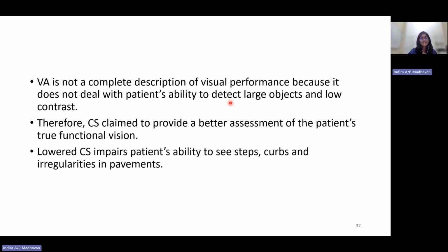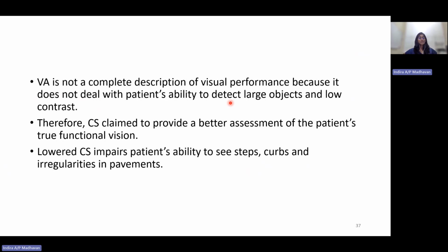Okay, so VA is not a complete description of visual performance because it does not deal with the patient's ability to detect large objects and low contrast. Although VA is the first measurement that we do for all patients, for this particular reason it is not a complete visual performance measure. That is why we need to assess visual performance to get an idea of what kind of problem they face because of this.